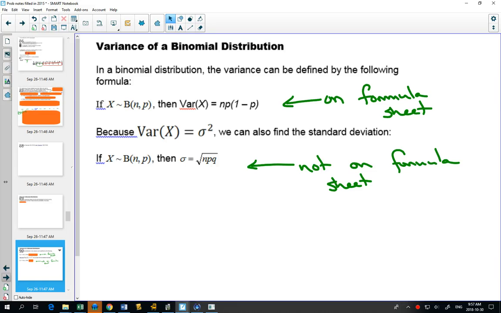The variance is on your formula sheet. Standard deviation isn't, but you know that variance is just your standard deviation squared. So if you wanted to find your standard deviation, it's just the square root of this. Are you okay? We should maybe write this above here as well, NPQ. Because 1 minus P is Q, which is the failure, right? They could have used S and F. It would be easier to remember which one's which. But no, P and Q.